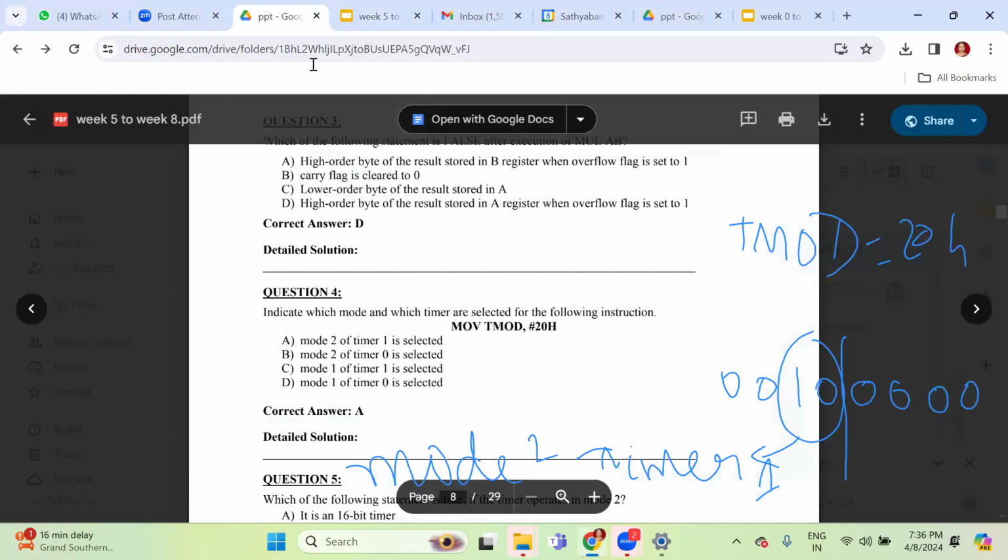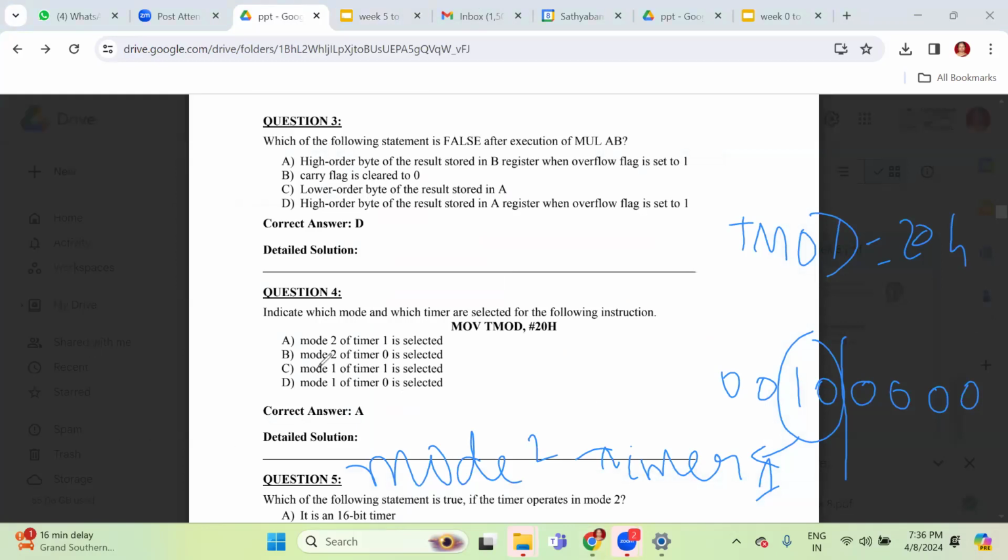So while I'm going to my PPT, I have to clear the annotations. So you see, mode 2 of timer 1 is selected. So that is my correct option.